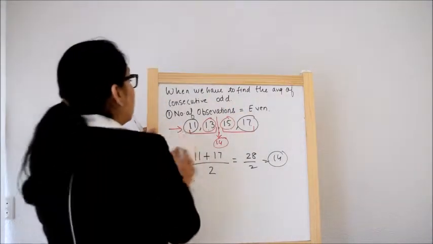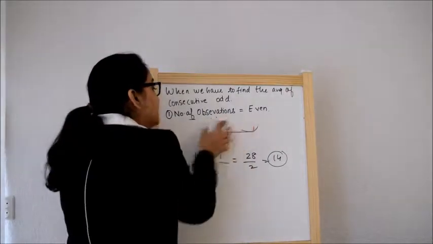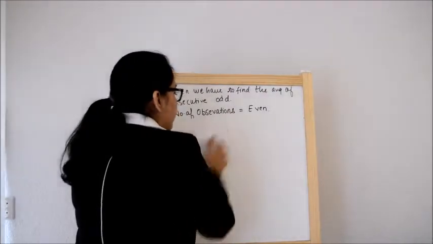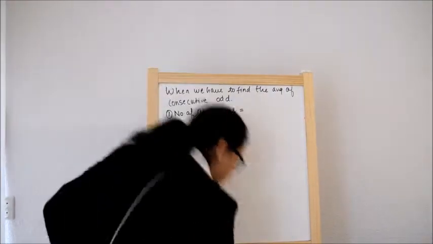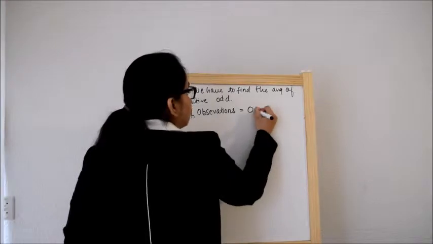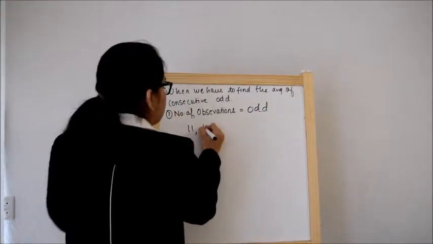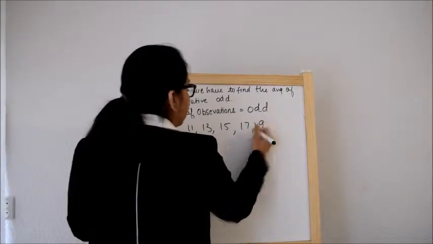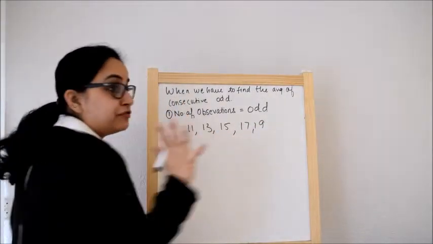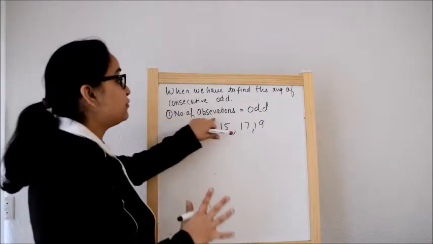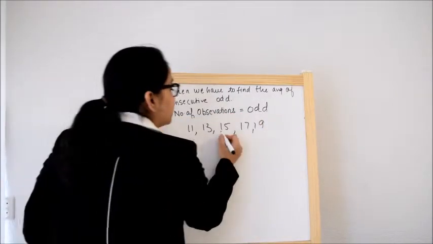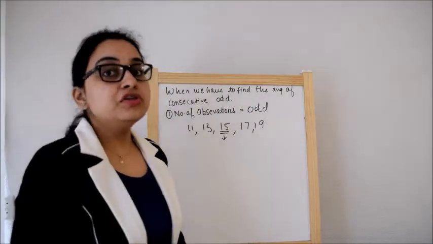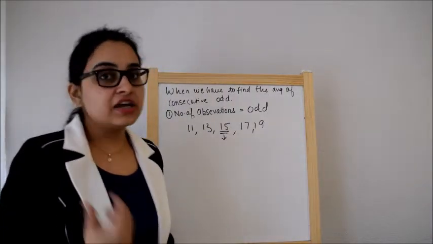Okay, now when the number of observations are odd, that is 11, 13, 15, 17 and 19. Okay, 1, 2, 3, 4, 5. There are 5 observations, that is the number of observations is odd. Then the middle term will be the average. Okay, so now I will be solving a few questions and you will understand them.